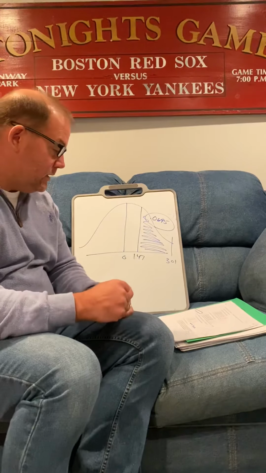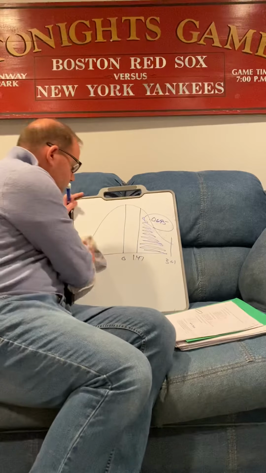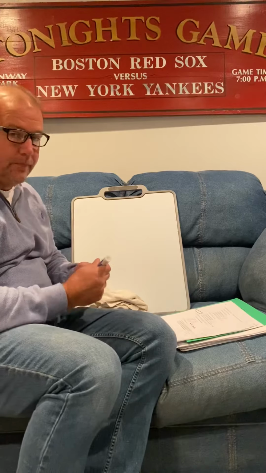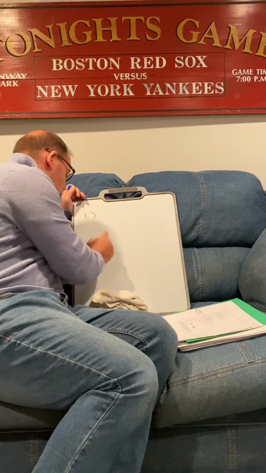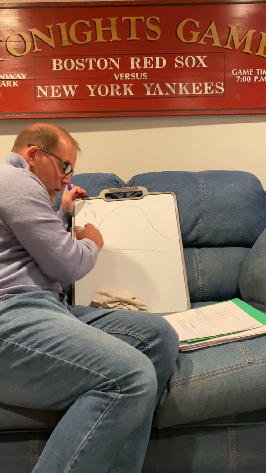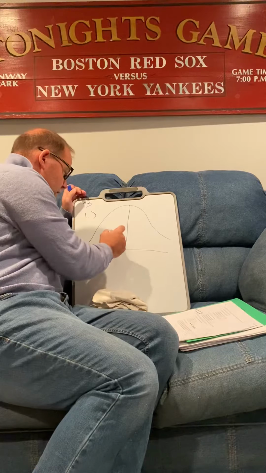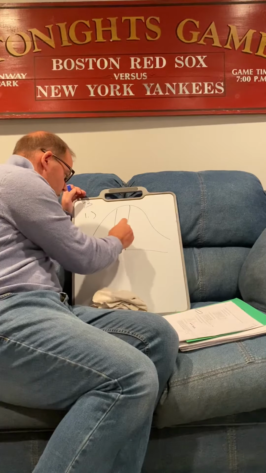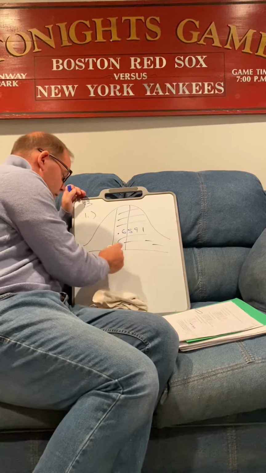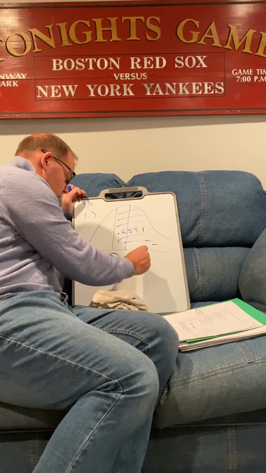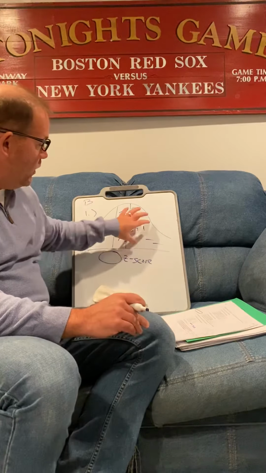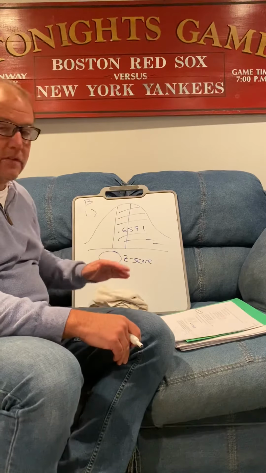Now, for part B on this worksheet, it's asking us the opposite. If we look at number 1 in part B, it says the area to the right is 0.6591. What is the z-score? So again, why is this an opposite problem? Because now we know the area under the curve, and we have to figure out what the z-score is.